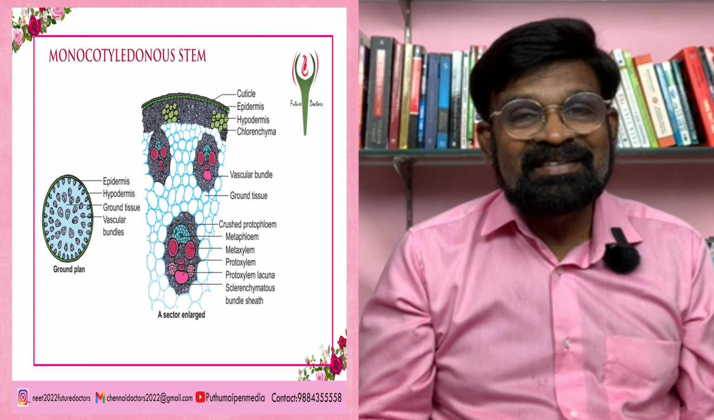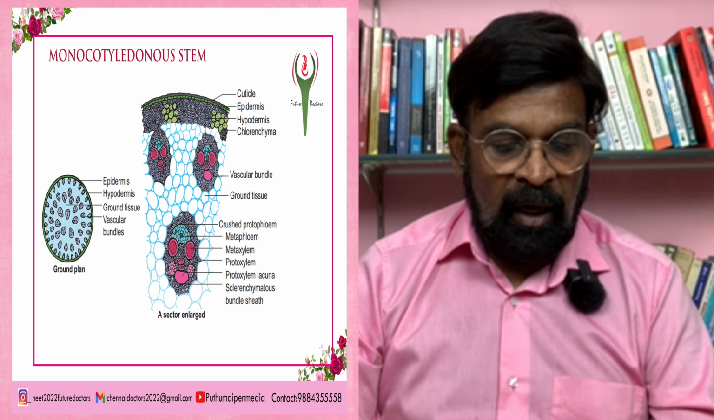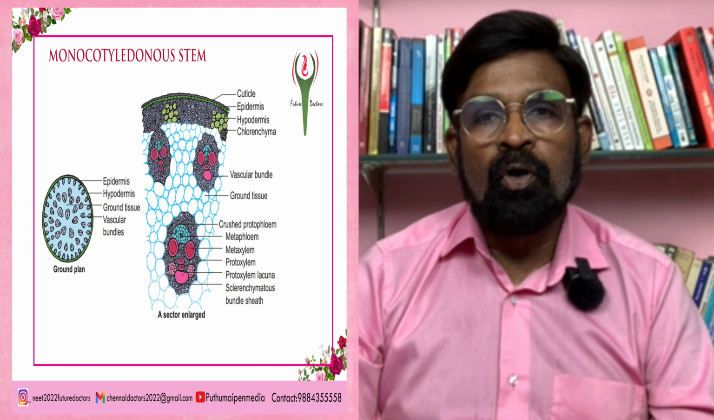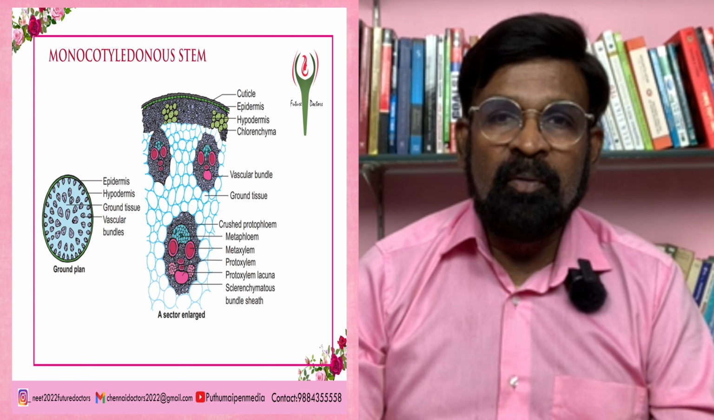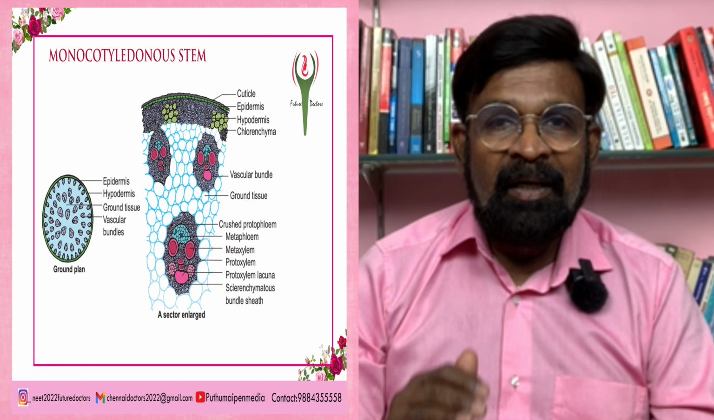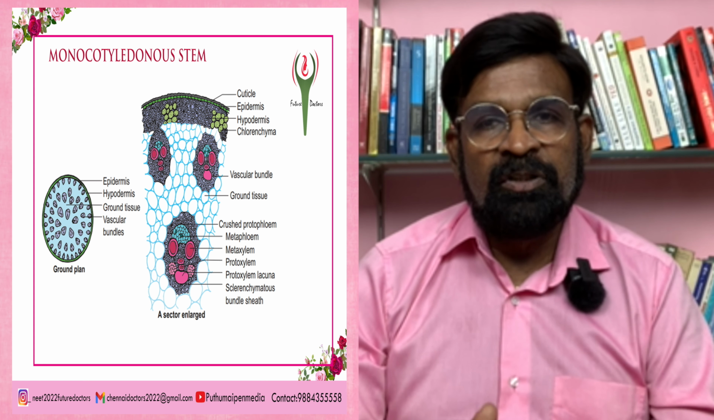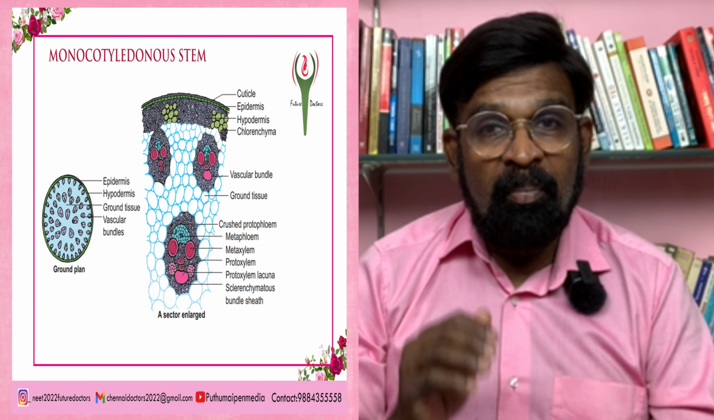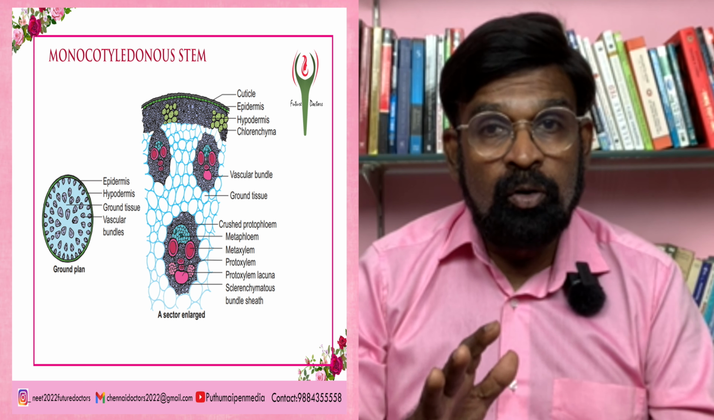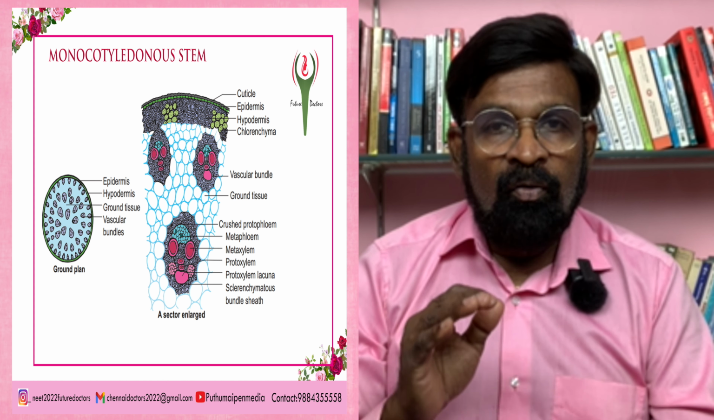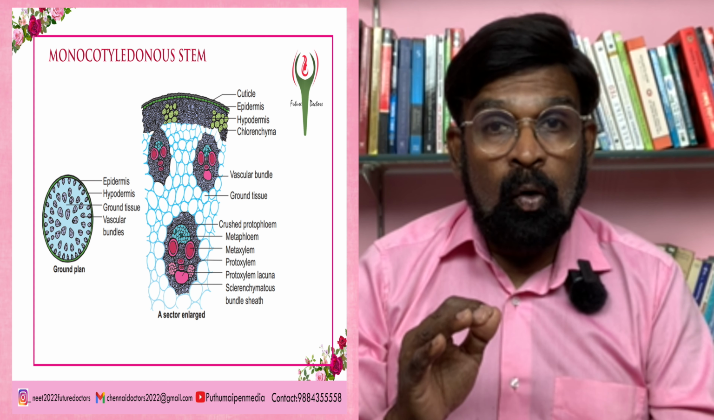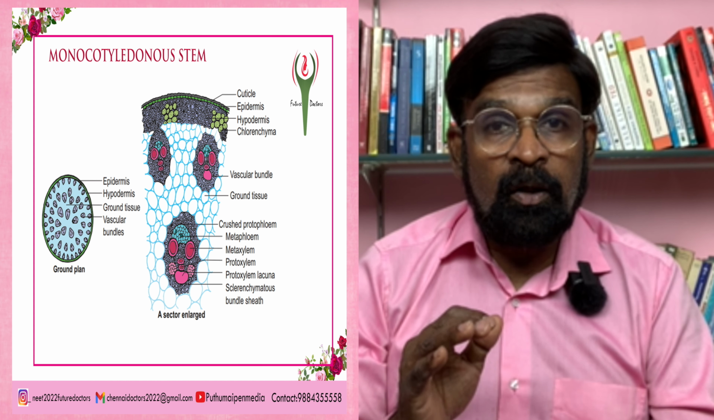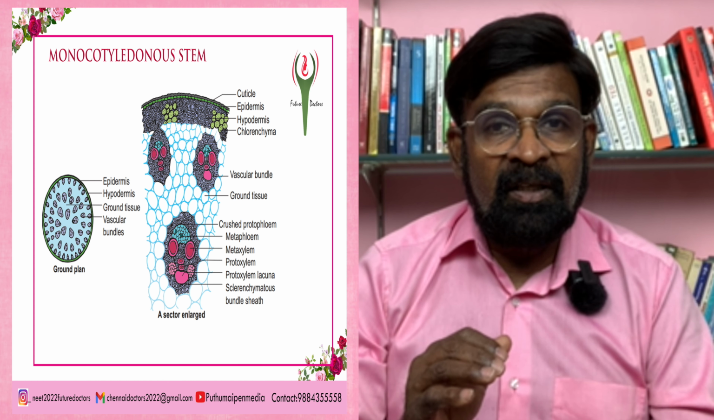We'll move on to the next slide. Features for identification of the monocotyledon stems. Sclerenchymatous hypodermis is present. Undifferentiated ground tissue. Vascular bundles scattered throughout the ground tissue. Vascular bundles are conjoined, collateral and closed. Protoxylem cavity is present.